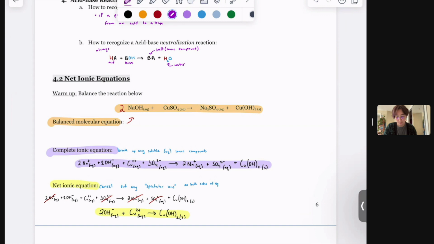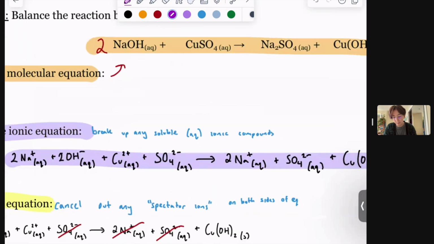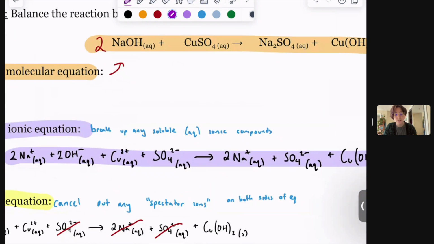So, first off, I did want to re-clarify. I think I might have misspoken in class when we were talking about net ionic equations. When I said breaking up anything soluble, that only applies to ionic compounds. I forget if I made that distinction in class, and I think I didn't. So just want to be really clear. Only ionic things break up in solutions.